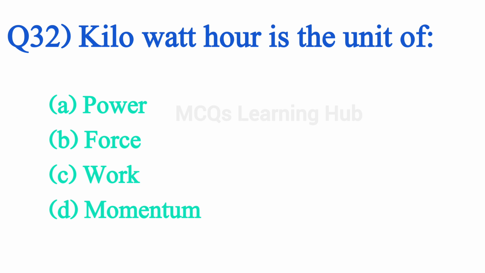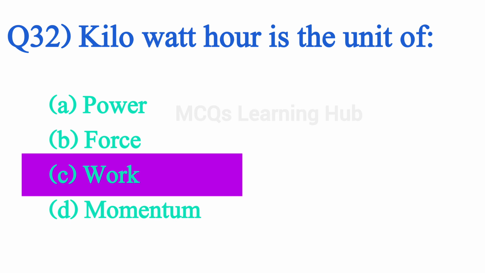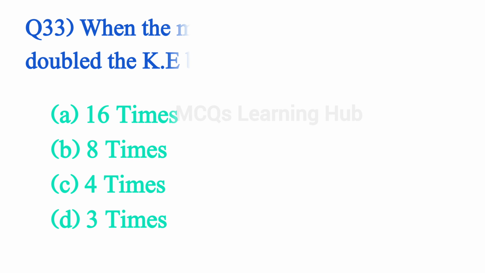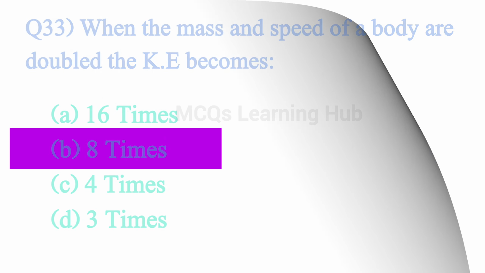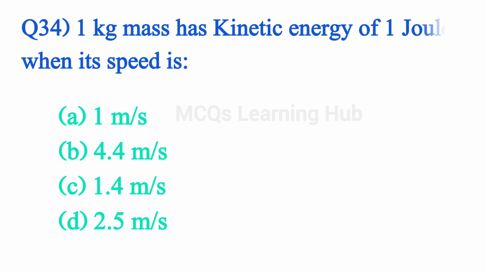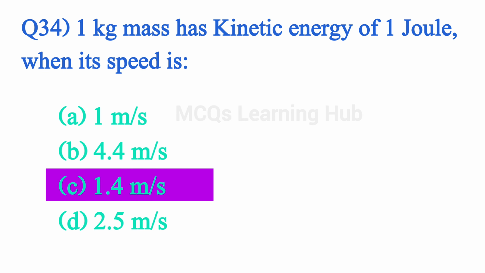Kilowatt-hour is the unit of? Option C is correct. When the mass and speed of a body are doubled, the kinetic energy becomes? Option B is correct. 1 kilogram mass has kinetic energy of 1 joule when its speed is? Option C is correct.